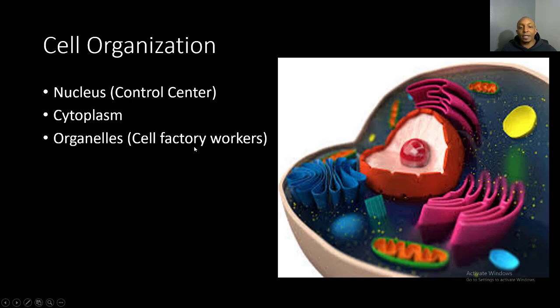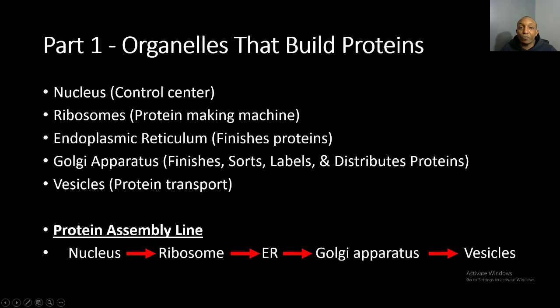And our organelles, they're kind of like our cell factory workers. Each organelle has its own specific purpose and its own specific job or function to help the cell perform properly. If each organelle does not perform its job, then the cell won't function properly and it could possibly die. We're going to break cell organelle functions into a 3 or 4 part series. So we'll start off with part 1, and we're going to be looking at organelles that build proteins.